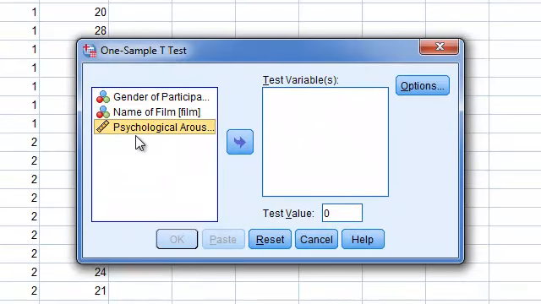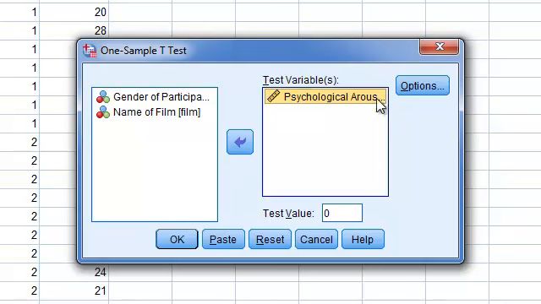We want to know if the psychological arousal of our sample, so we'll move that over, differs from the population value. This is the test value we're testing against. I said earlier that was 25. Typically you'll get this number from previous research. If a bunch of people gave this arousal rating and you found that the population parameter is 25, you would input that here.